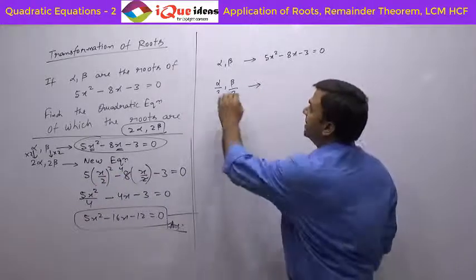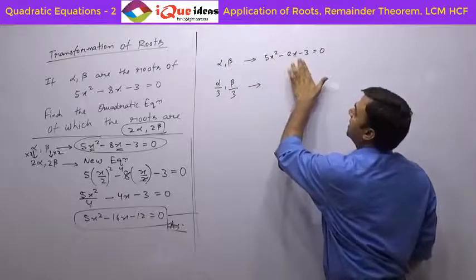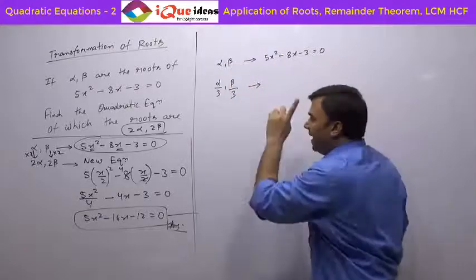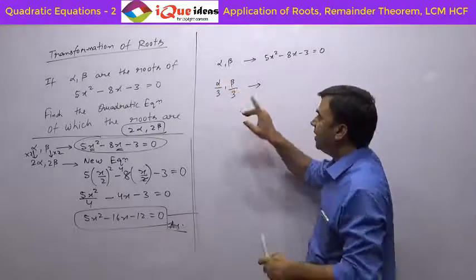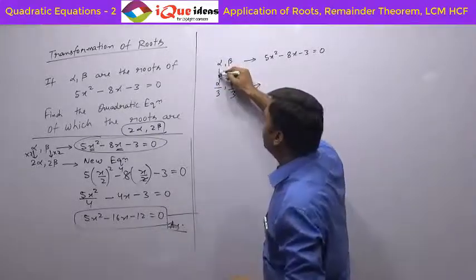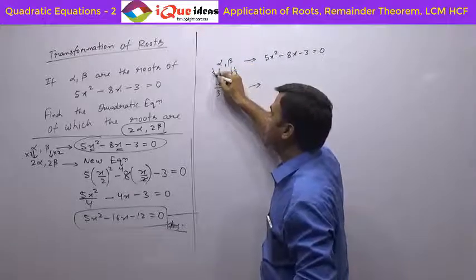What does it say? It says alpha beta are the roots of this equation, that is 5x square minus 8x minus 3 equal to 0. We have to find that equation of which the roots are alpha by 3, beta by 3. First thing, check whether the change in alpha and change in beta is same. Yes, it is same. It is division of 3.